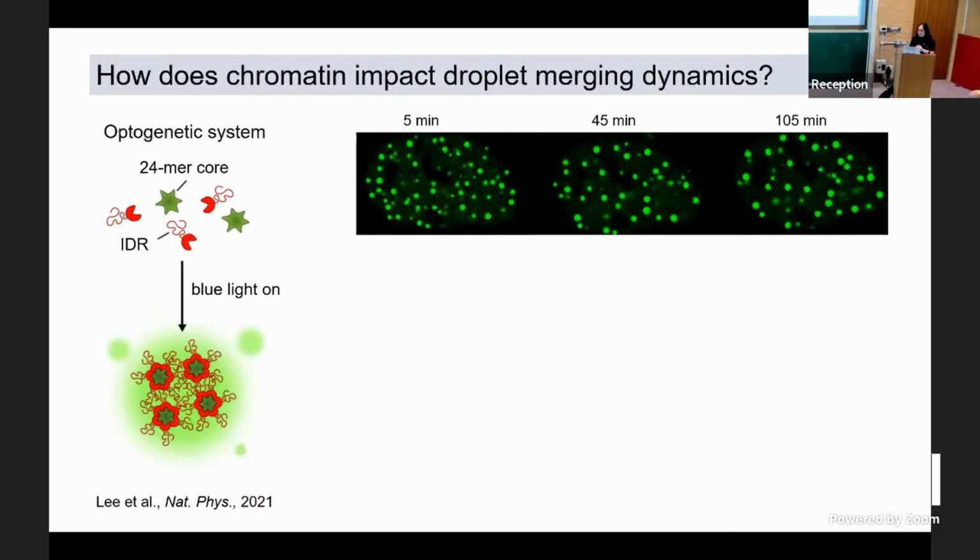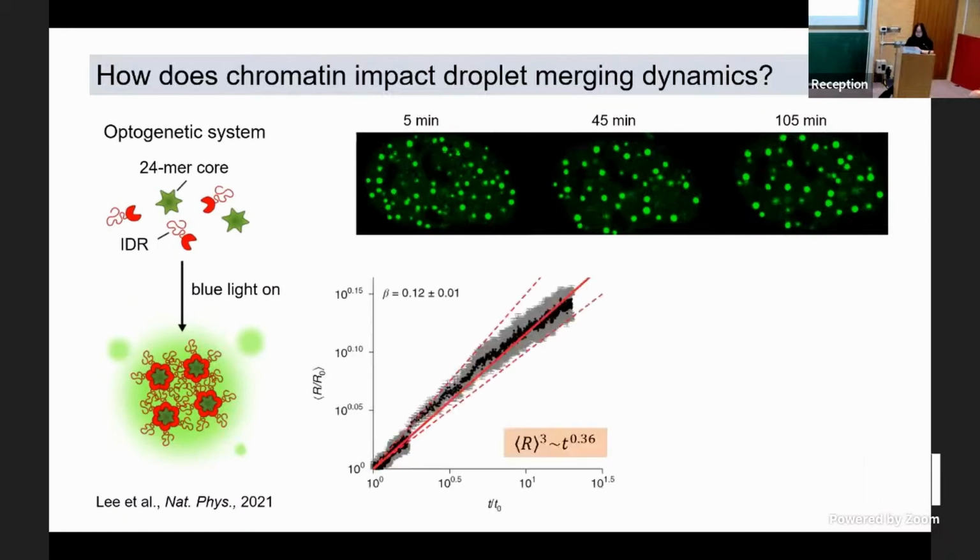So Daniel then tracked the droplet size and plotted the mean size of the droplet as a function of time. So this is what he gets. Now, surprisingly, this is way far away from linear. It's like 0.36 instead of 1. It's kind of a surprise.